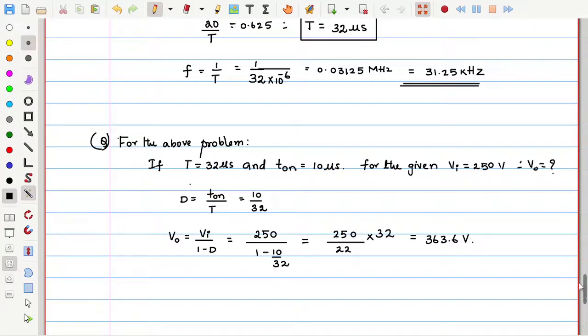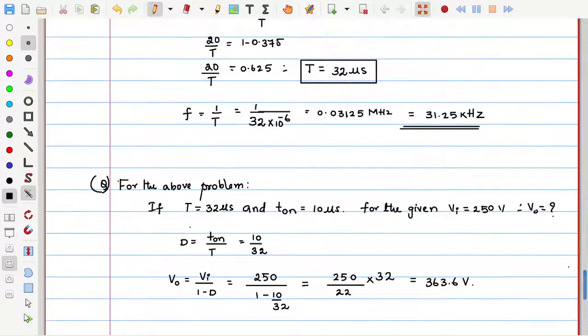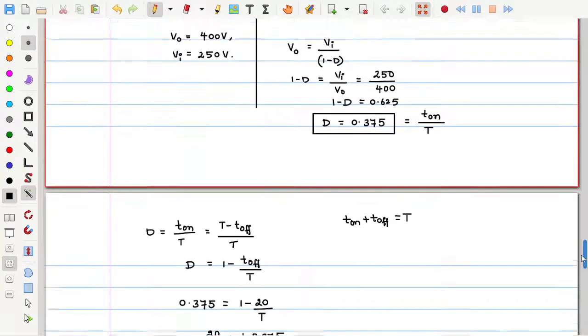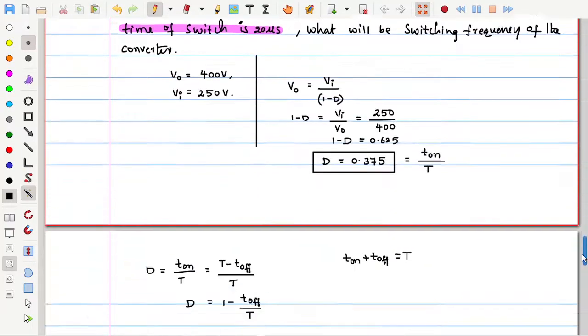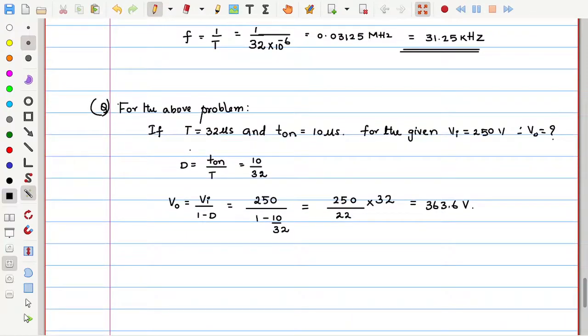Yes. See, just by decreasing the on time of the switching operation, for this switch, previously T on was 12. What I did is I decreased T on to 10, meaning I am switching on only 10 microseconds instead of 12. So the output voltage is reduced from 400 to 363.